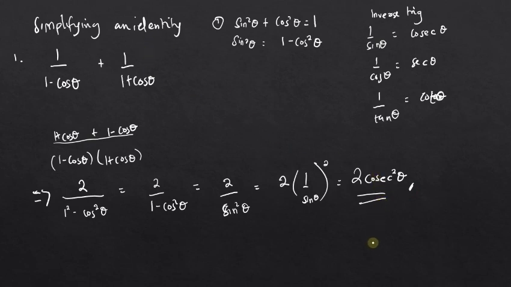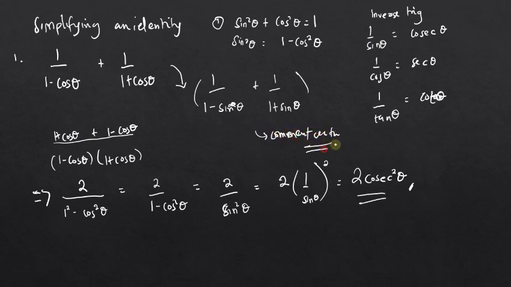Okay, so now let's move on to some more. You can try 1 over 1 minus sine theta plus 1 over 1 plus sine theta. Just the same thing, but replace the cos with sine, and then leave your answer in the comment section.